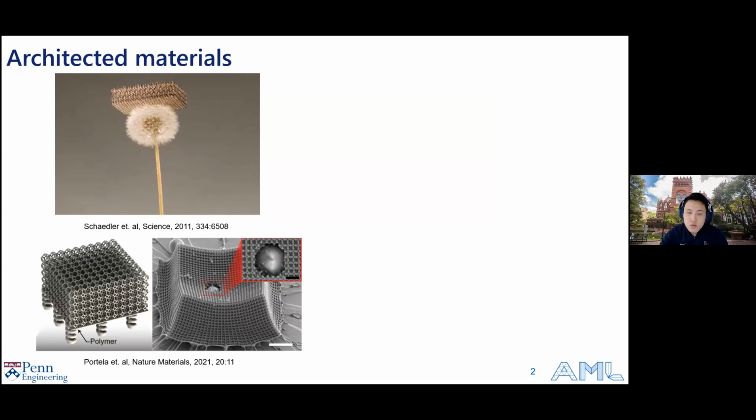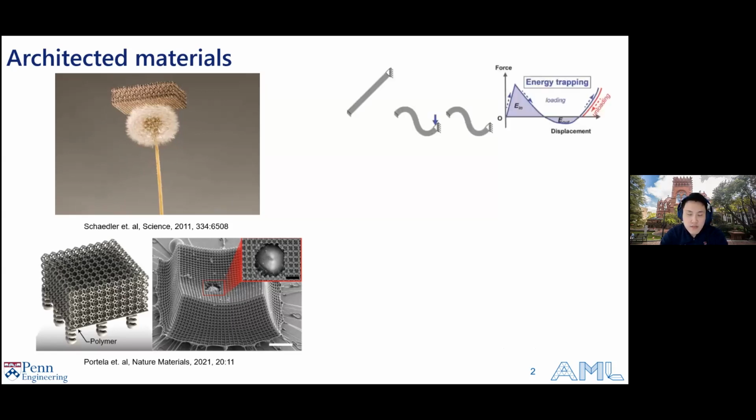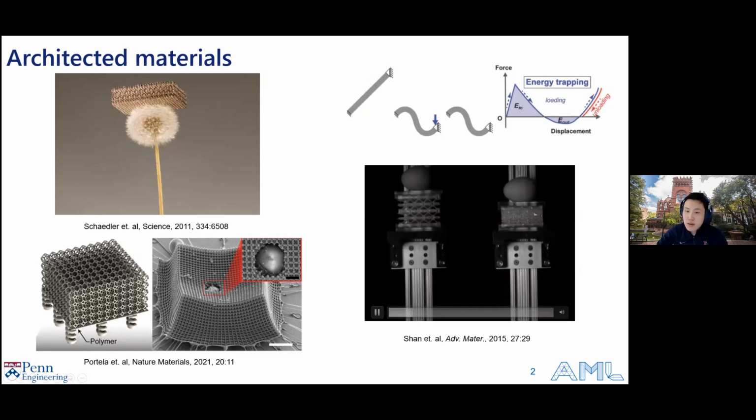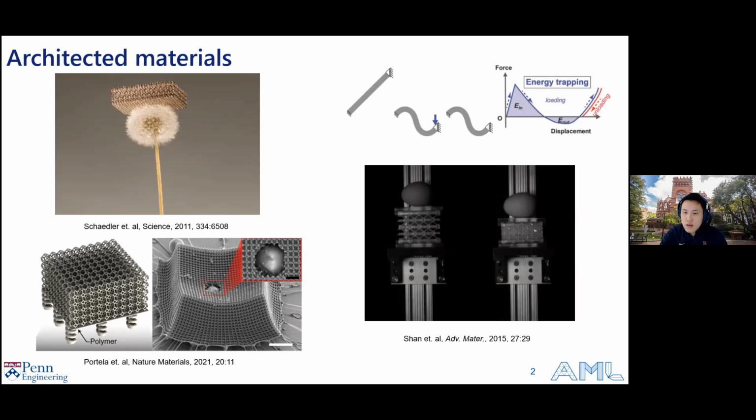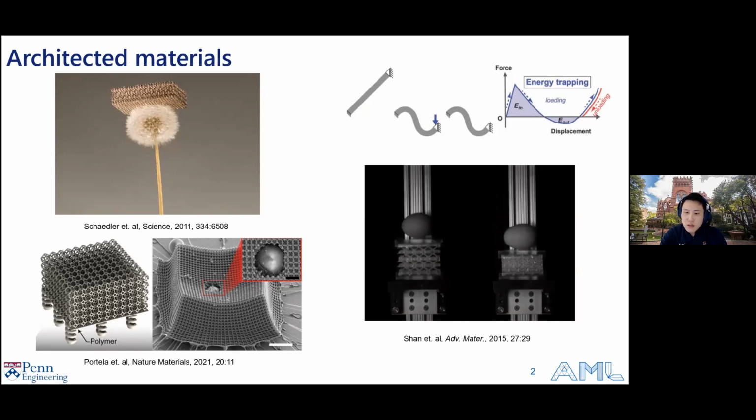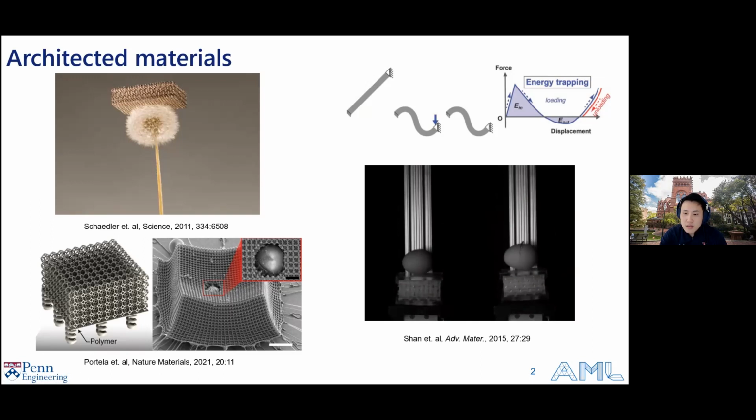And this is some recent work by Carlos Portela at MIT, and they have generated these lattices that can absorb hypersonic impact in this case. So these architected materials can have these very exotic properties, and by also looking at the geometric properties of utilizing instabilities, you can use these inclined beams as energy trapping mechanisms. This video here shows that having these bistable elements, you can actually absorb a lot of energy during impact and protect precious cargo, in this case a raw egg.